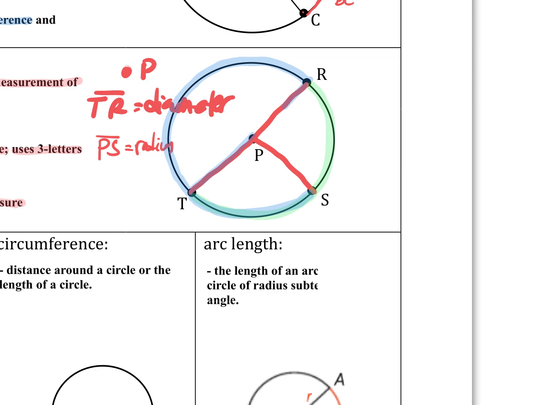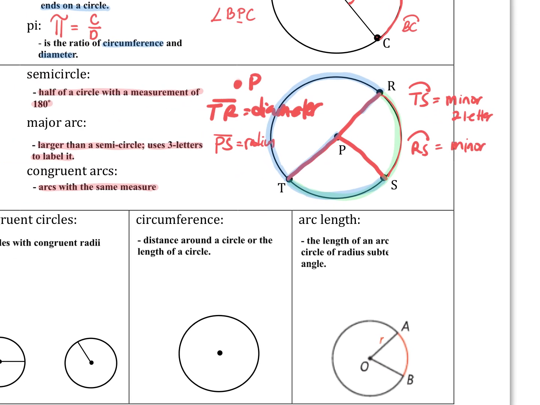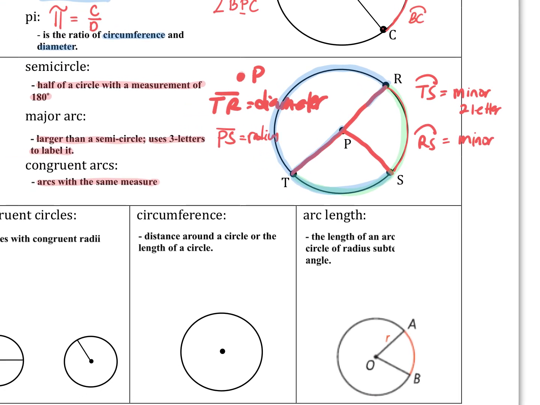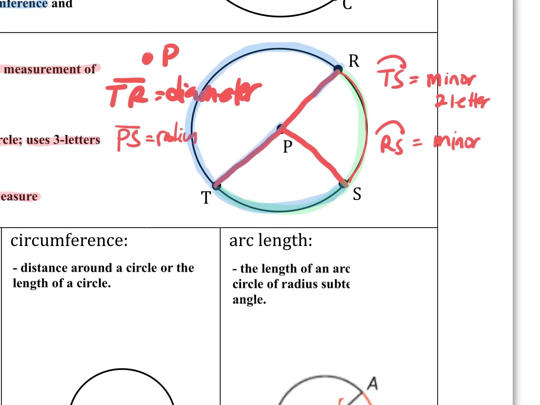Let's see, there is another one here. Arc TS is a minor arc. It only has 2 letters to name it. Another one is this one. It's also a minor arc. It's called arc RS. RS is also a minor arc because it's less than 180. Now let's look at some major arcs. Major arcs are normally greater than 180. So let's look at this part.